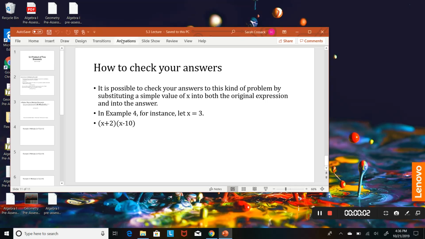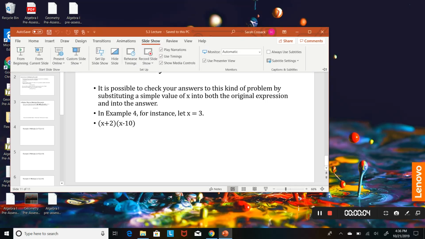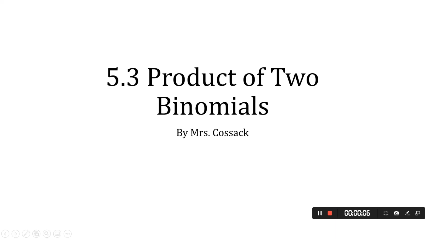Okay, we're ready to start with our next lecture for Chapter 3. So this is Section 5.3 called the product of two binomials.